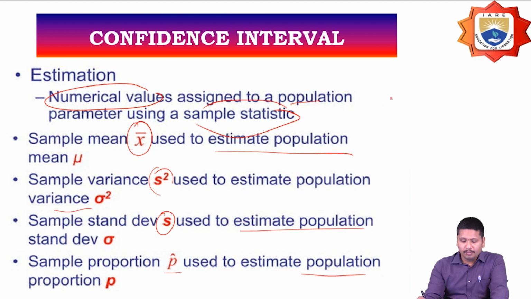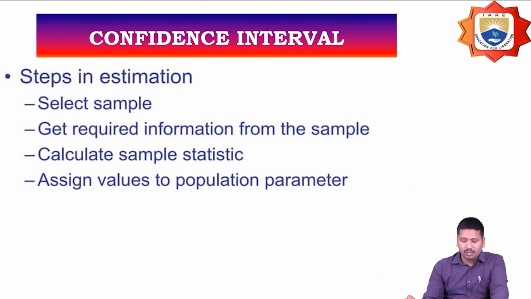So the sample mean is used to estimate the population mean, and the sample variance, represented as s square, estimates the population variance. The standard deviation s is represented like this, and likewise the sample proportion and population proportion. These are some of the basic notations we have to consider for the estimation of the confidence interval. And what are the steps you have to perform for this estimation?